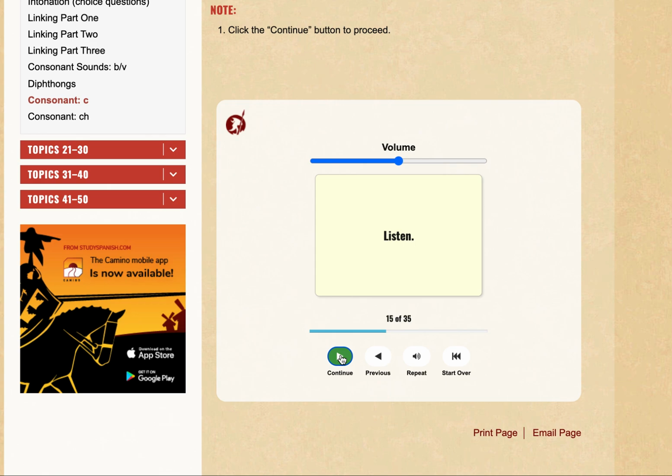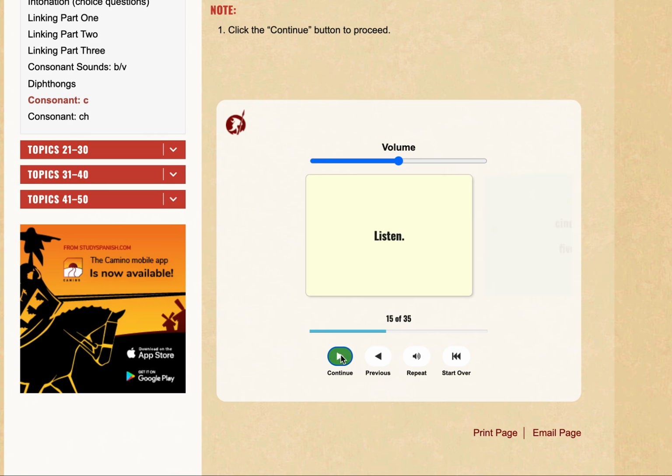So what I think it would be, if you remember in the last paragraph, and this is a thing especially for the soft C. If you have C followed by an E or C followed by an I, Spaniards would pronounce it like a Z, whereas Latin Americans would pronounce it as like an S. This is gonna be interesting.